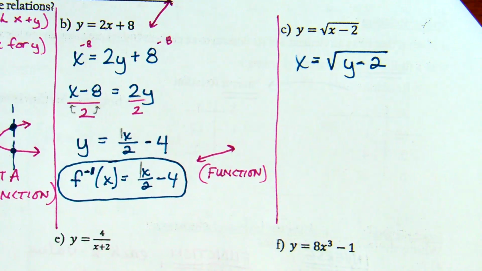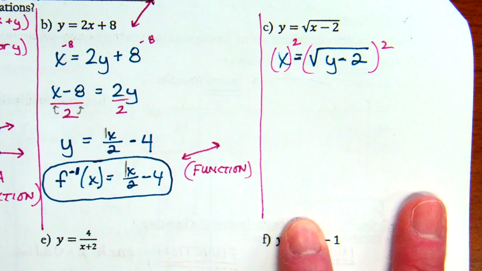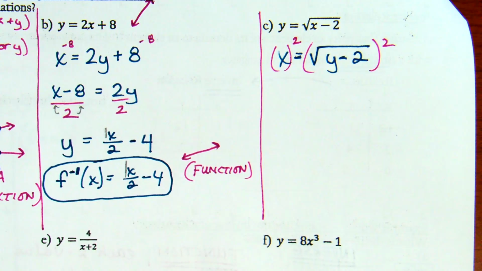Again, each one's been a little different so far, which is why I keep throwing these in. Square root of y minus 2. How do you solve for y? How do you get rid of that square root that's hanging out on top of the y? To get rid of a square root, we square it. If I square the right side of the equation, you're going to square the left side.